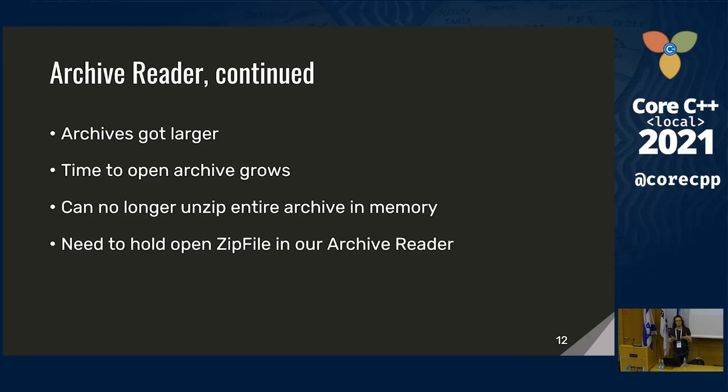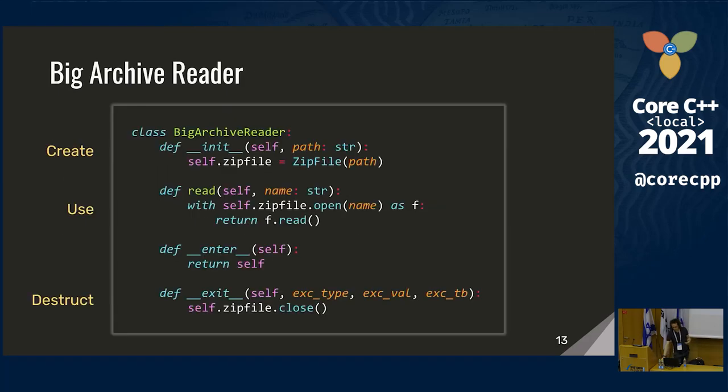Because opening a zip file also takes some time because there is metadata that has to be read, we can't just open the file every time and then unzip. We need to hold the file open in our reader class and then use it when we need it. This makes the code change a bit. In the init function, which is the Python constructor, we create a new zip file object and store it in a member variable. Then, in the read function, we read from the file just like before, but instead of reading into a dict, we just return the information.